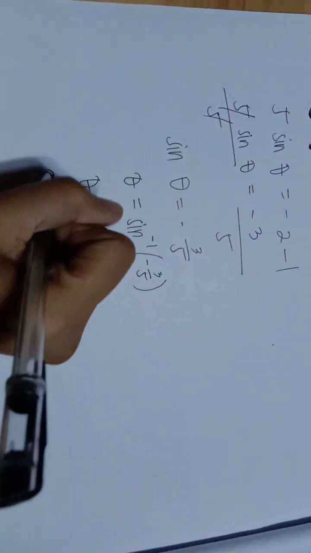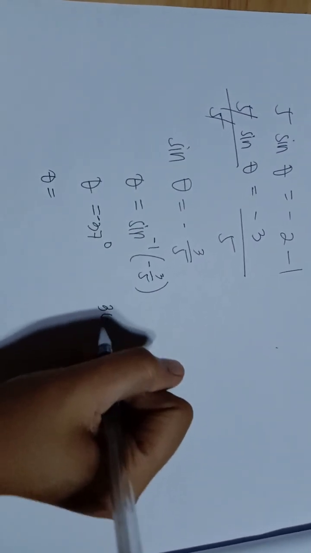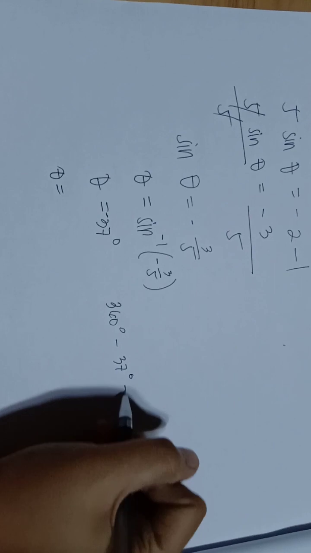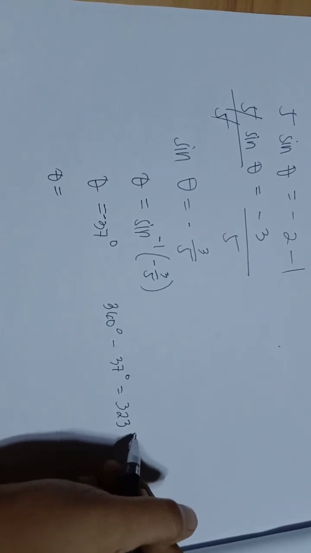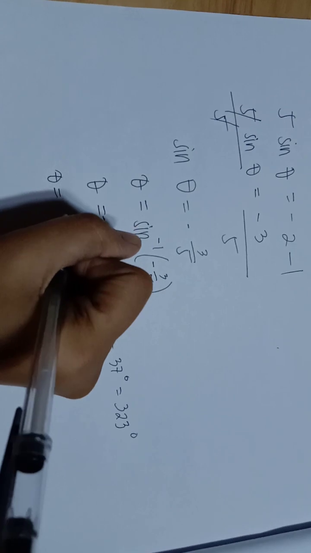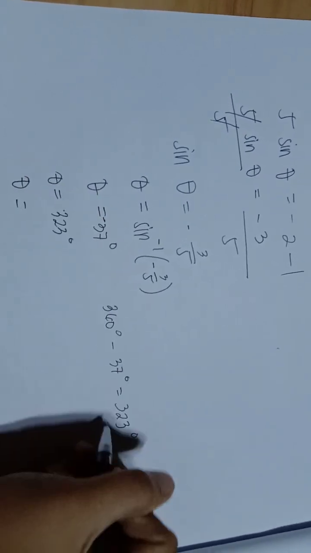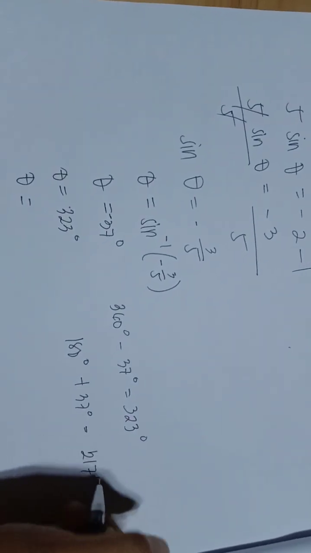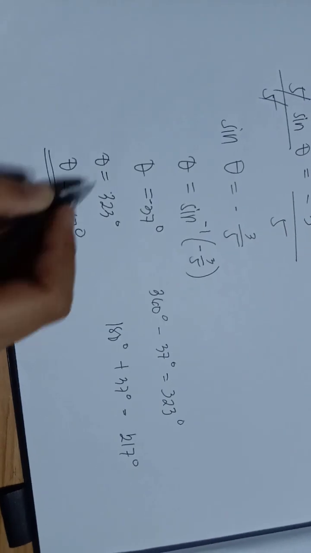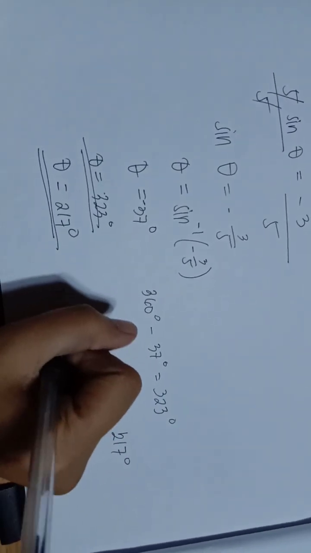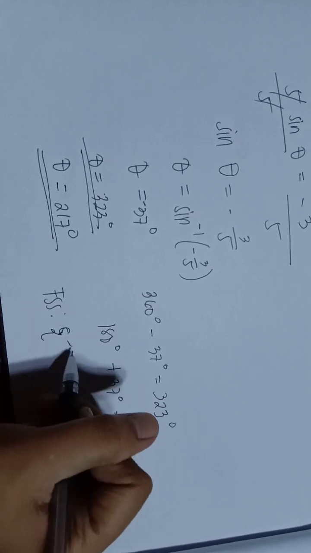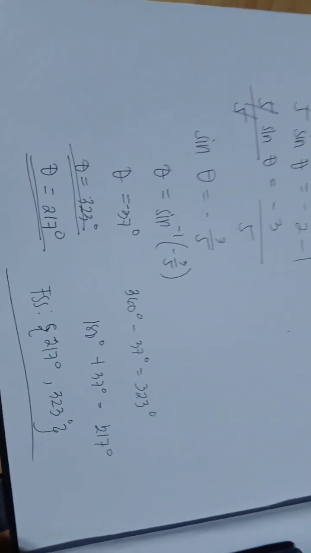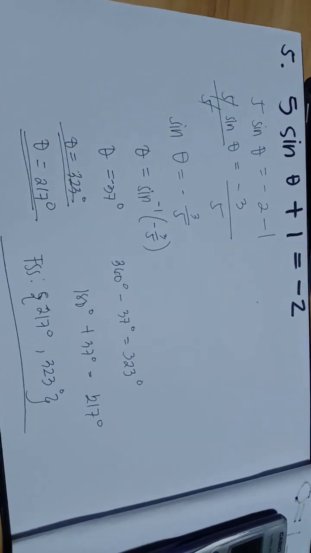The value of our theta, referring to the unit circle, is 360 degrees minus 37 degrees, which is equal to 323 degrees. So our first value of theta is 323 degrees and the other one is 180 degrees plus 37 degrees, which is equal to 217 degrees. So the fundamental set of solutions are 217 degrees and 323 degrees. Do you understand the concept?